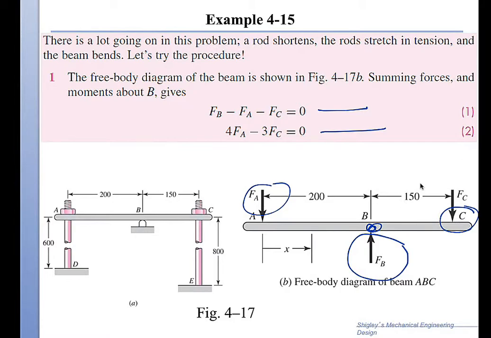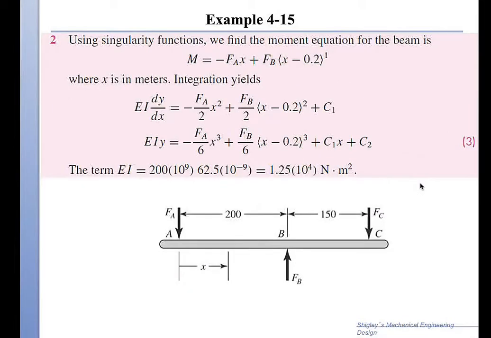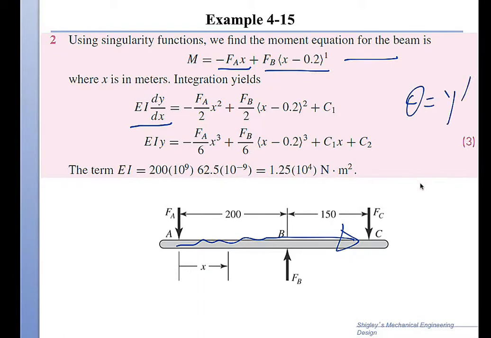One of the ways is to use Castigliano's theorem. For Castigliano's theorem, I need to find the moment first. So I have to use singularity functions to find the moment at any position x along that beam. So this is the moment here, and when I integrate it, I get the rotation, EI times theta. Theta is equal to y prime, and then another integration, I get EI times y.